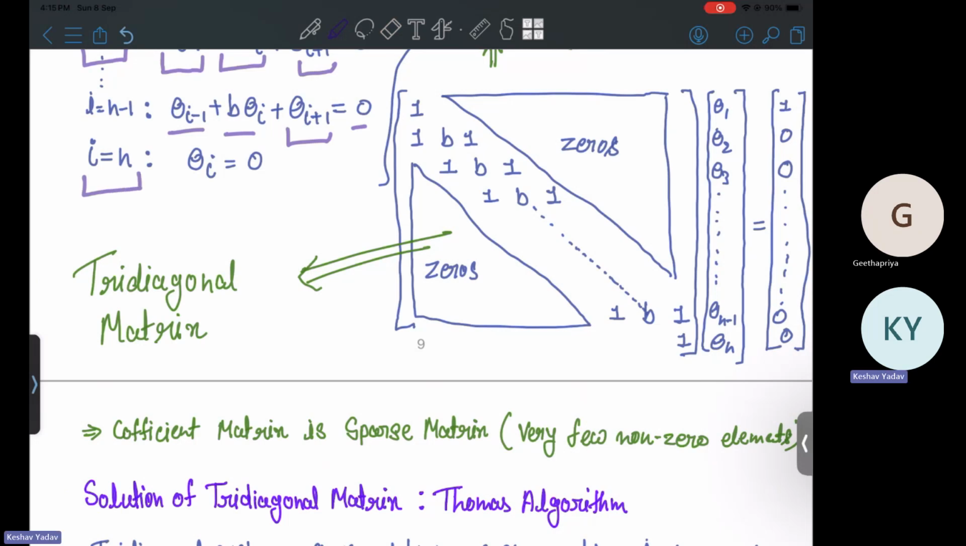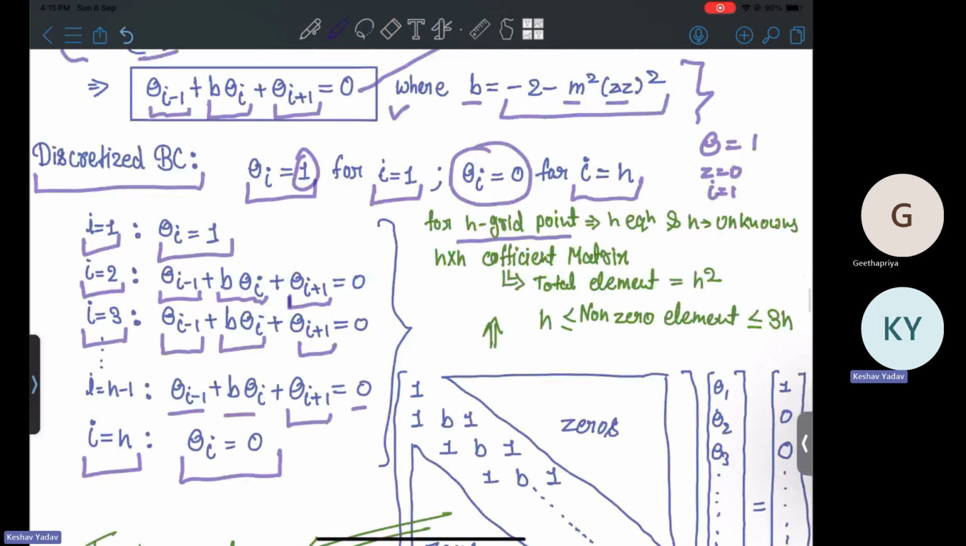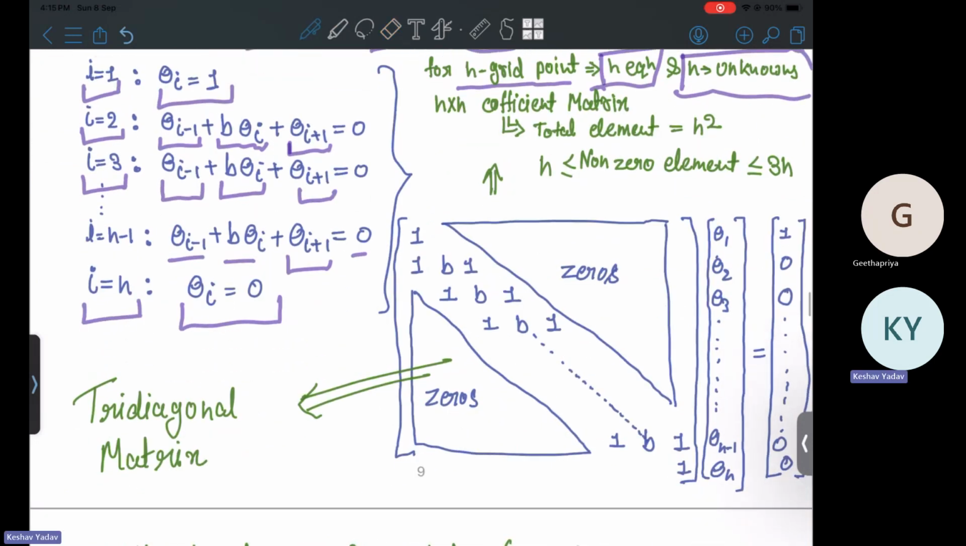Similarly, at i equal to n, we have theta i equal to 0. So here we have considered n grid points that lead to n equations and n unknowns. These n equations and n unknowns form a linear system that can be solved using a linear solver. So now I am writing the n equations and n unknowns in matrix format.